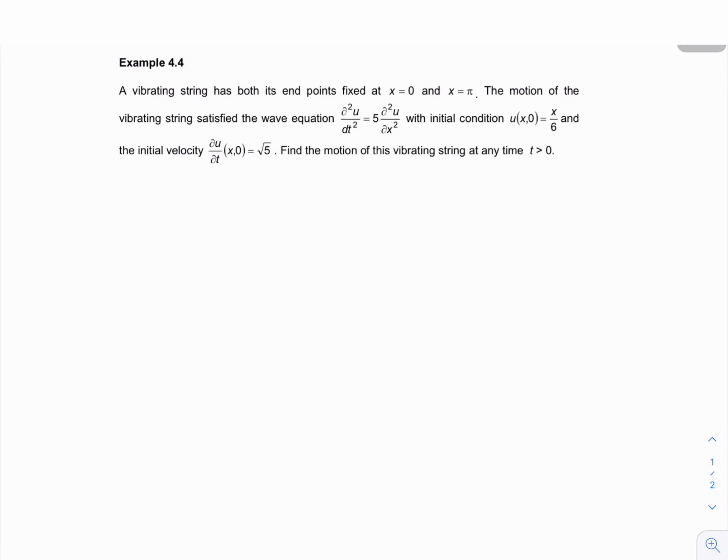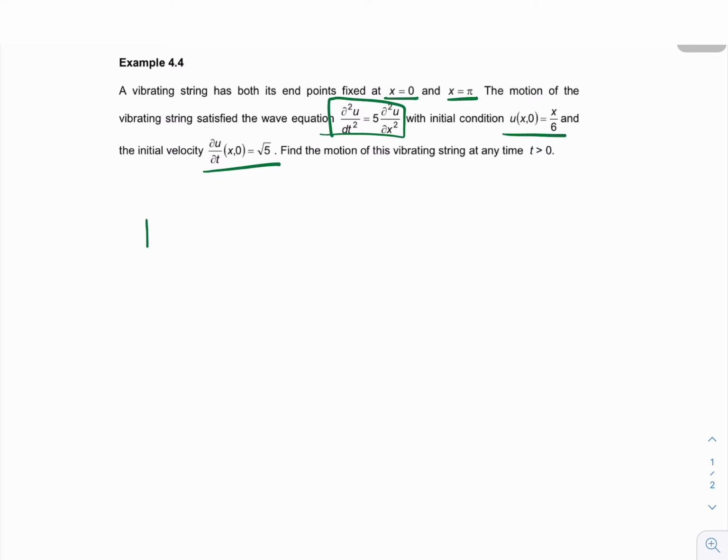Let's look at this example for the wave equation. A vibrating string has both its endpoints fixed at x equals 0 and x equals pi. The motion of the vibrating string satisfies the wave equation. This is the equation with initial condition and initial velocity.